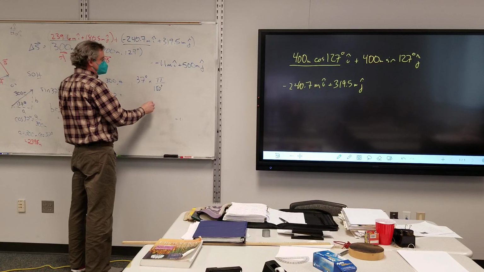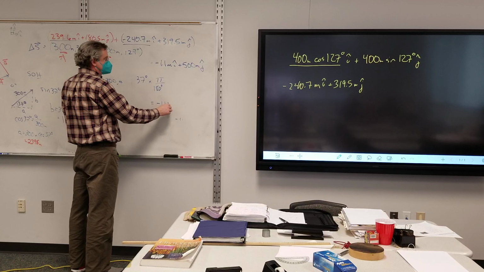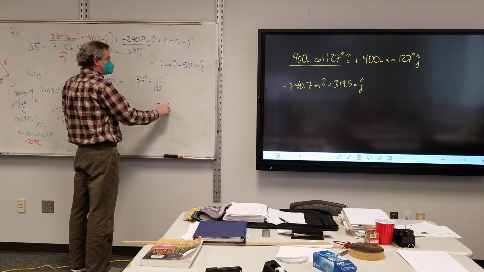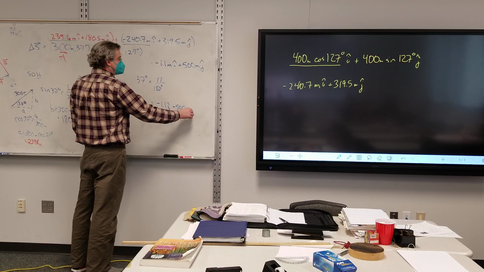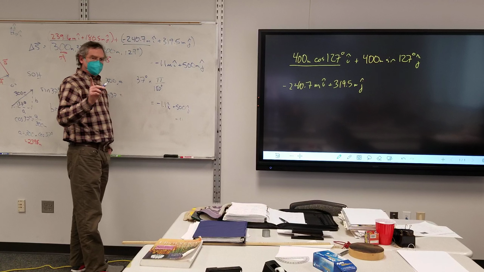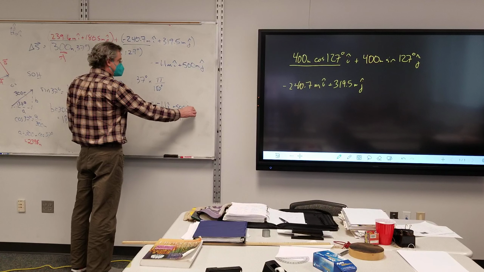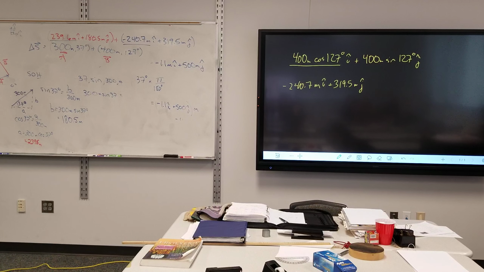Or I could also write it as negative 1.1 i hat plus 500 meters j hat, so 500 j hat. I can't forget units. The whole thing in parentheses, just put meters outside. If I don't put the parentheses in that second form, then all I've done is add meters to the second term, not the first term.